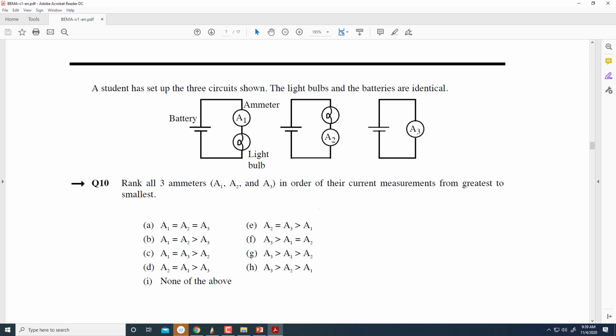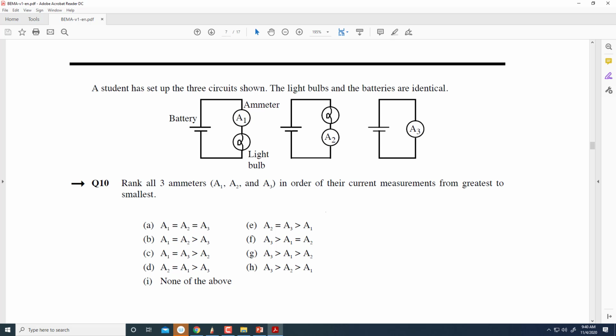Okay, so this is an interesting question. You have three circuits: circuit 1, circuit 2, circuit 3. There are light bulbs, so that's a light bulb, that's a light bulb. That one doesn't have a light bulb. And this is an ammeter. The function of an ammeter is to measure the current.